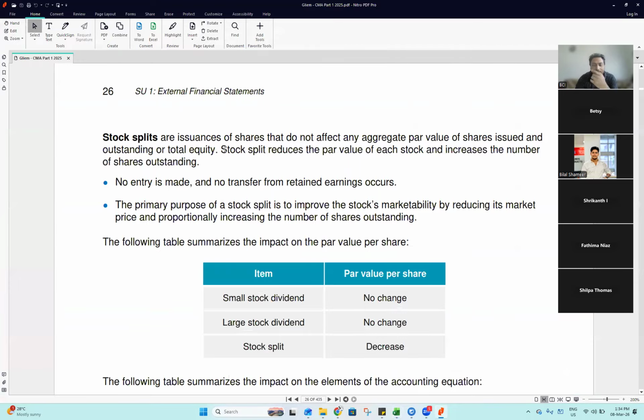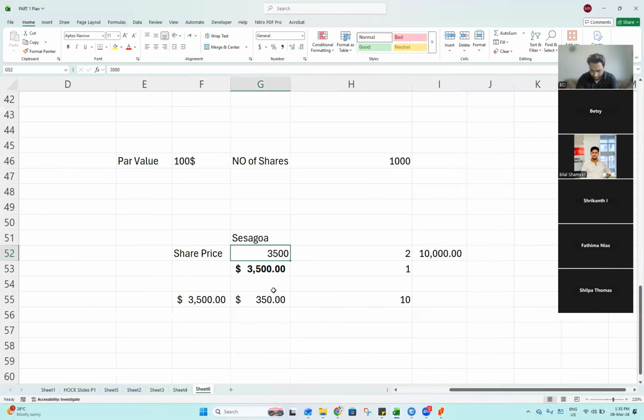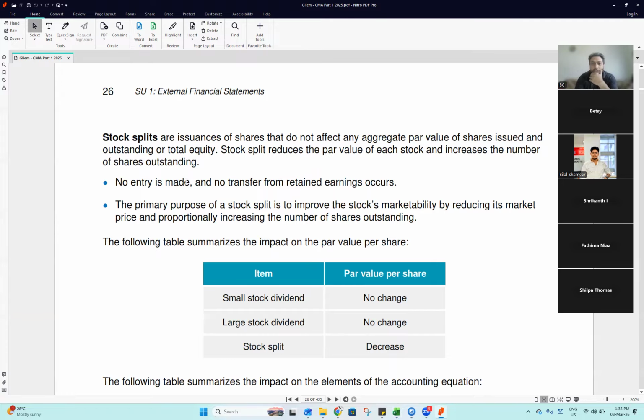Now, let's go through this. Stock splits are issuances of shares that do not affect any aggregate par value of shares issued and outstanding or total equity. A stock split reduces the par value of each stock and increases the number of outstanding shares. So what happened here? Par value decreases and the number of shares increases. No entry is made and no transfer from retained earnings occurs. The primary purpose of a stock split is to improve the stock's marketability by reducing its market price and proportionately increasing the number of shares outstanding. Clear now?